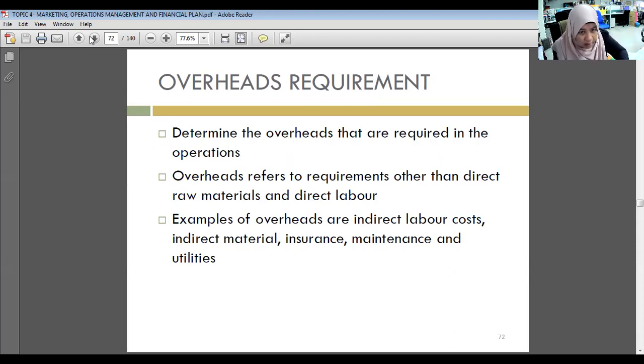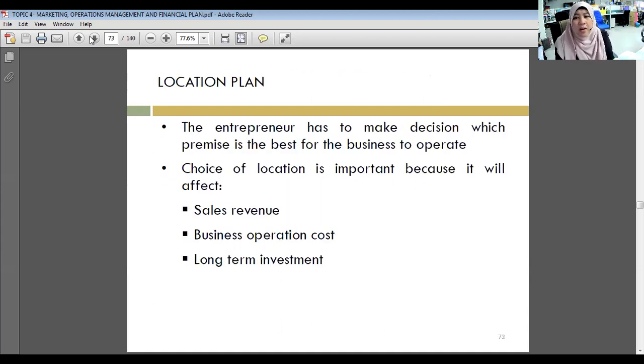Okay, all right, and then the overheads requirement: determine the overheads that are required in the operation. So overheads refer to requirements other than direct raw materials and direct labor. Examples of the overheads are indirect labor costs, and then we have indirect materials, insurance, maintenance, and utility. So for this, you can actually refer to page 279 here. Okay, and then this is also a potential question that could come up for the final exam.